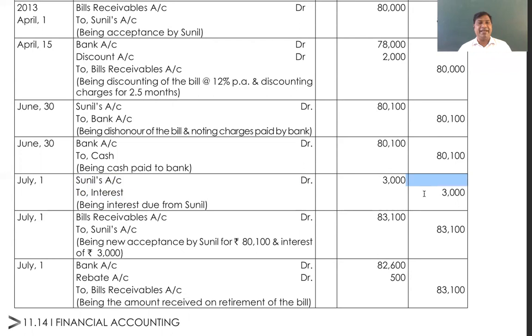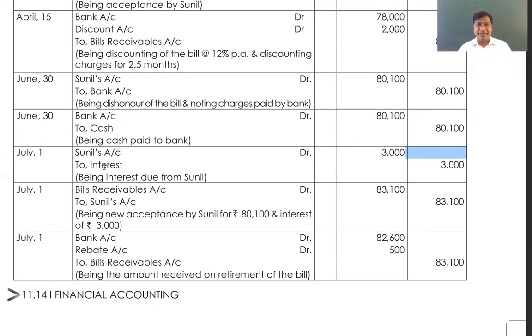Okay, then this is an extra entry. Okay, this is an entry only for interest. Then bill receivable account debit to Sunil account, a fresh bill of 83,100, 3,000 of interest and 100 which he paid to the banker. Okay, put together it is 83,100.